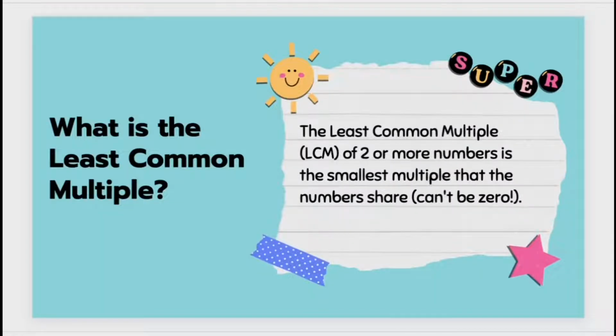So what is the least common multiple? The least common multiple, or as we call it in math, the LCM, of 2 or more numbers is the smallest multiple that the numbers share, and it can't be 0.